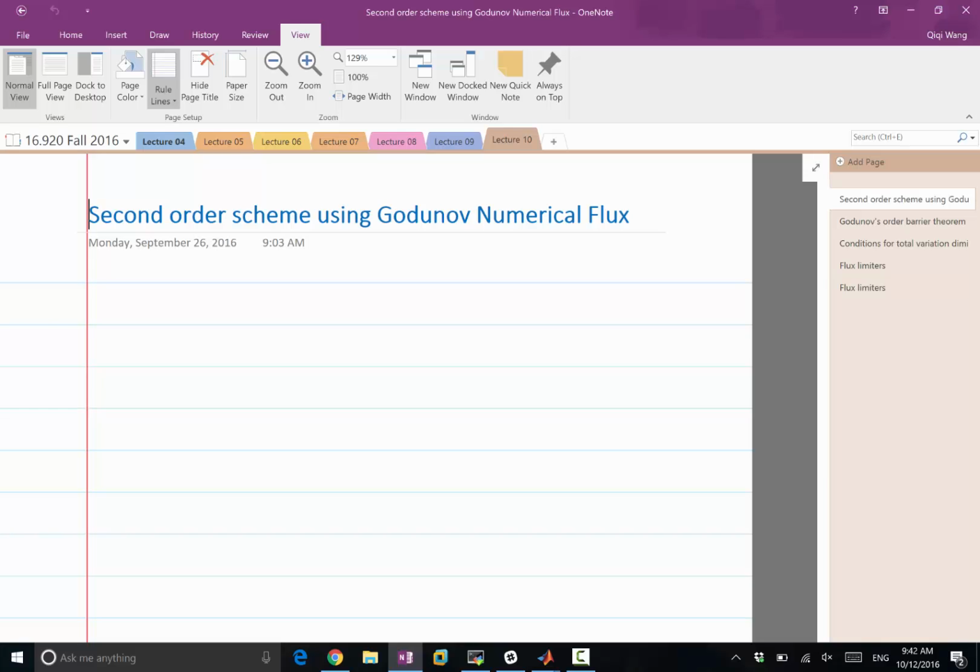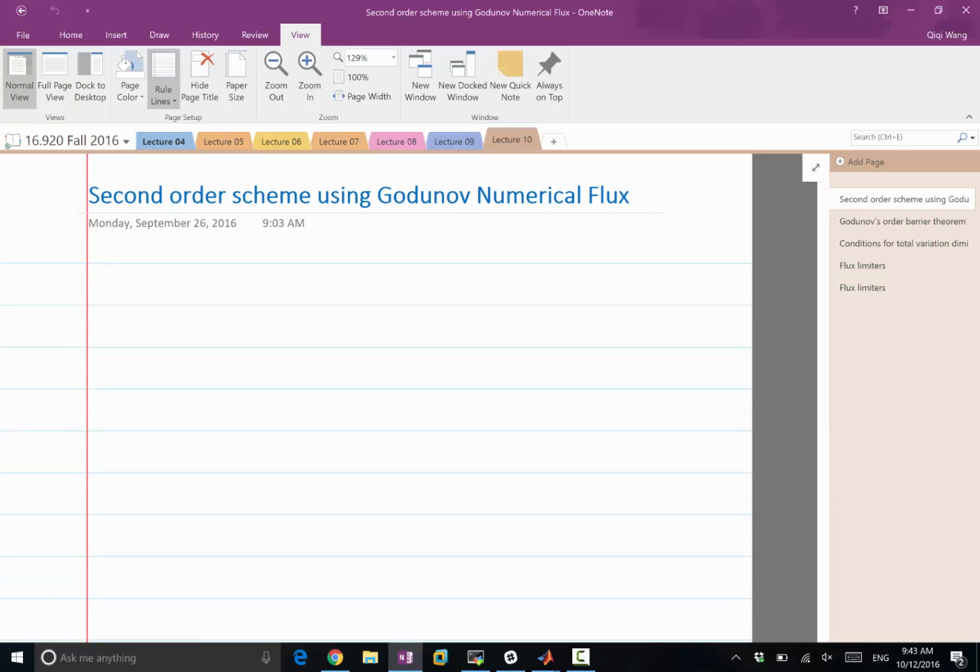So these are what we discussed over the last lecture, but we found that all of these is going to only give us a first order scheme. So in this lecture, we are going to discuss how do we get more than first order schemes using the physically correct numerical flux, the Godunov scheme. The key to that lies in reconstruction.